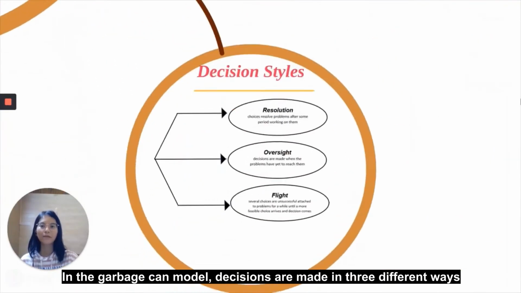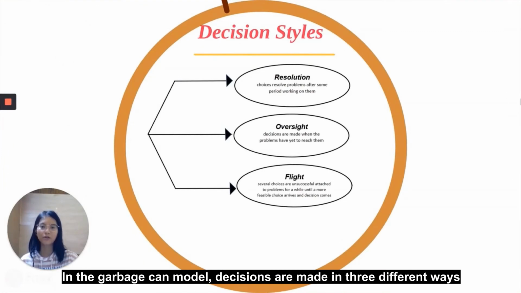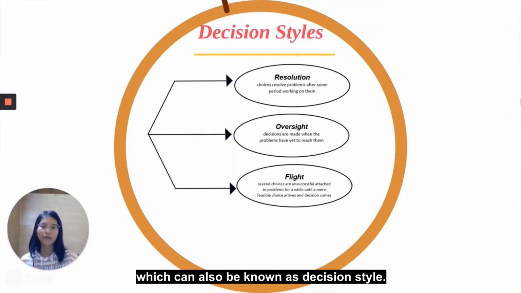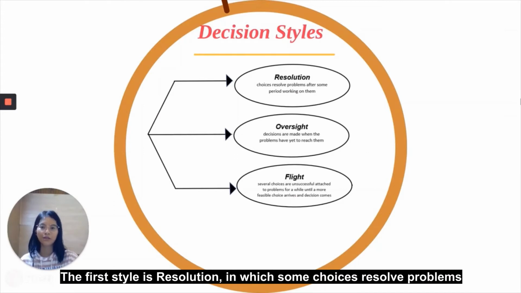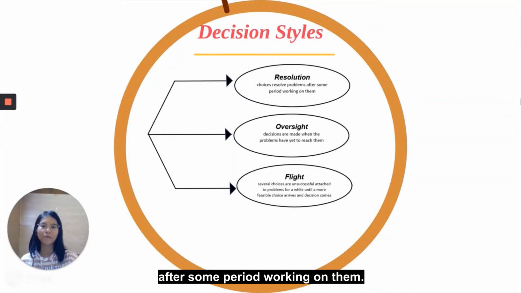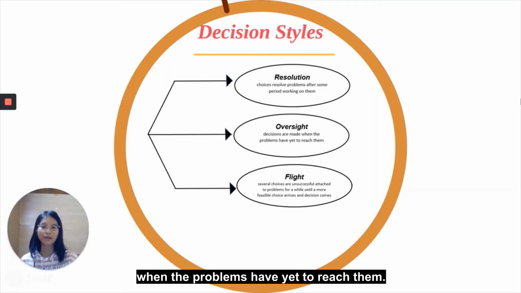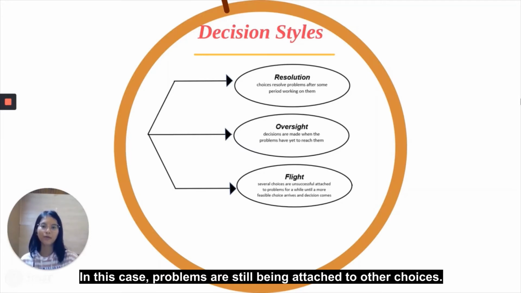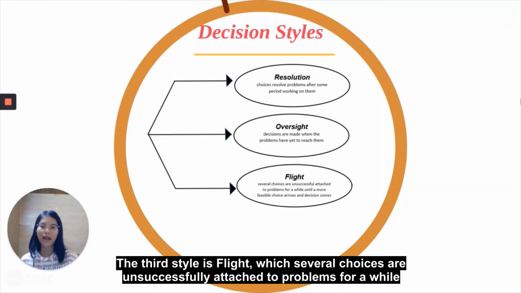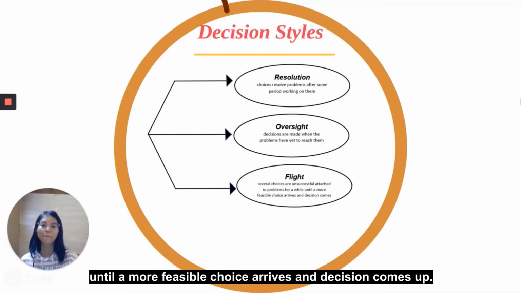In the garbage can model, decisions are made in three different ways, which can also be known as decision style. The first style is resolution, in which some choices resolve problems after some period working on them. The second style is oversight, which means decisions are made when the problem has yet to reach them. In this case, problems are still being attached to other choices. The third style is flight, where several choices are unsuccessfully attached to a problem for a while, until a more feasible choice arises and decisions come up.